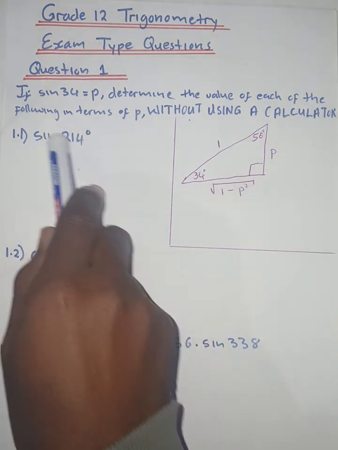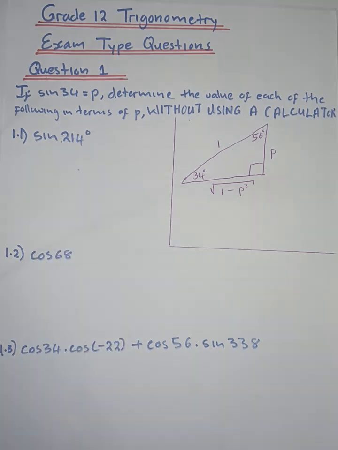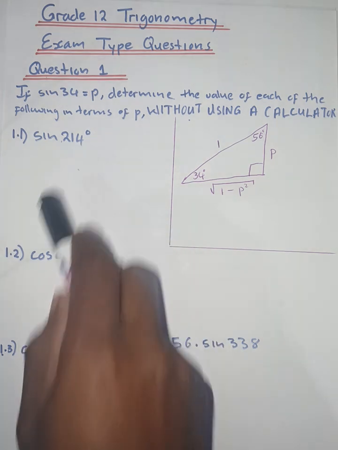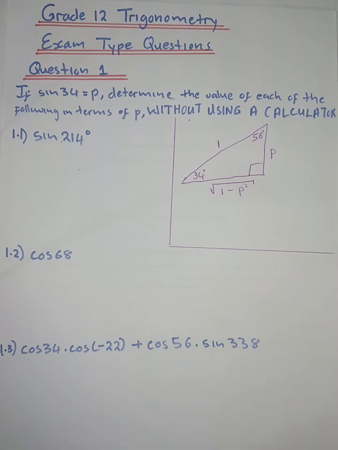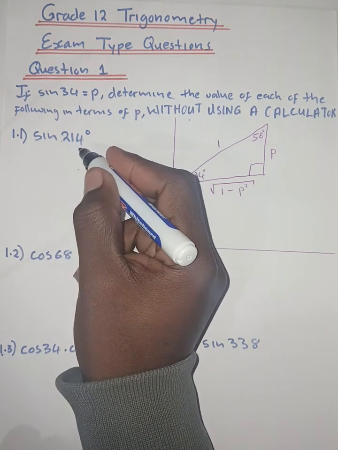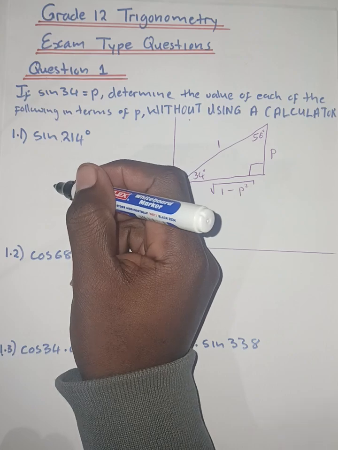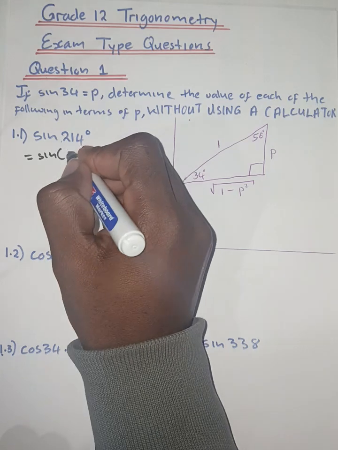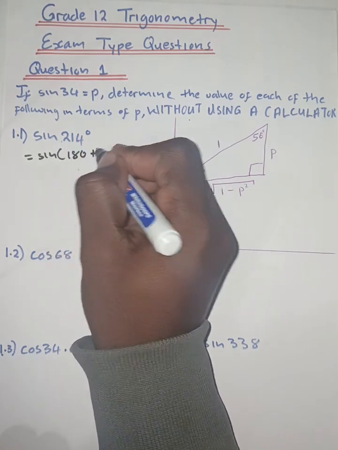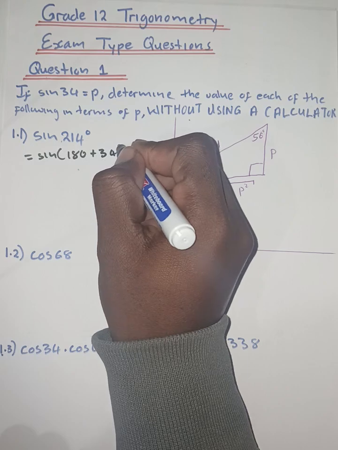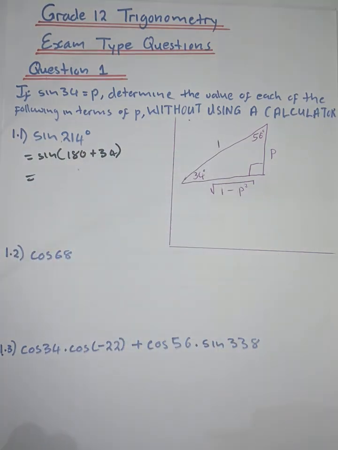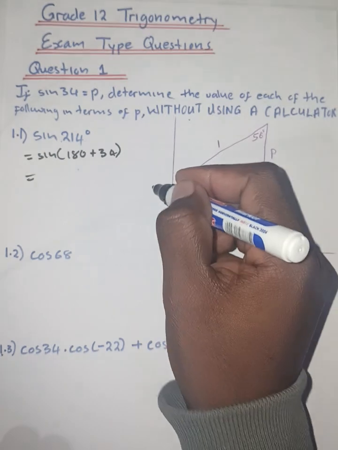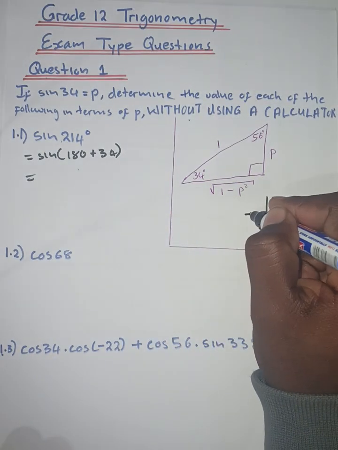We know that's larger than 90. We always try to work with the acute angles, the ones that are less than 90. So in this case, this is bigger than 90, so we're going to reduce it. This is how you would reduce sine of 214: it would be sine of 180 plus 34. Now remember, 180 plus an angle is on the third quadrant.